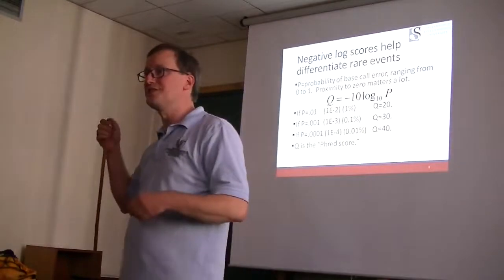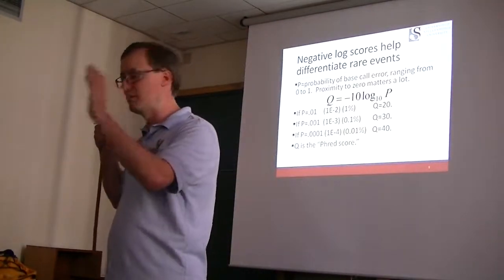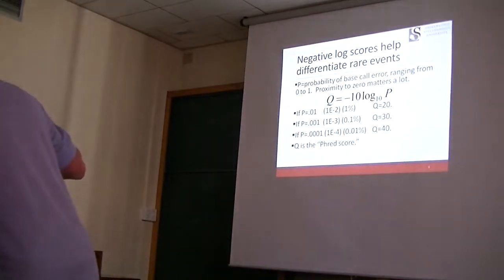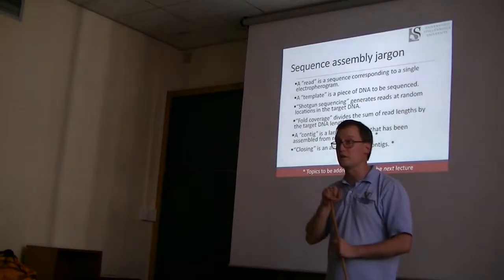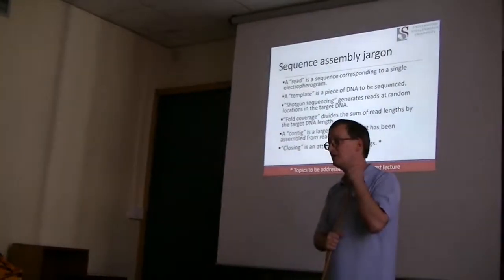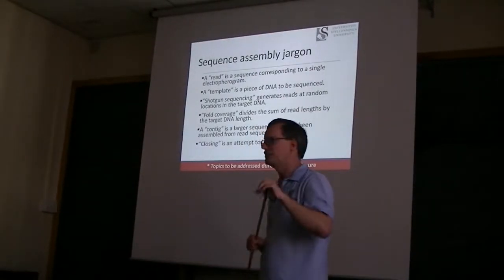Okay, so Q is the Phred score in this case. It uses the negative log notation. It shows up all over the place, so be prepared to see those. All right, now there's a whole bunch of jargon that shows up as soon as we start talking about large-scale sequencing projects, and I thought it was useful to have a little definitions page.